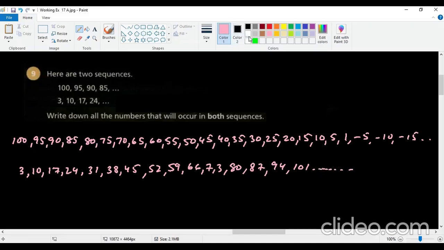So as we can see here, the numbers that are common are 10 over here, and 10 is common in both of them. Then comes 45, which is also common in both the terms. Then comes the number 80. 80 is also common. So that's how this goes. These are the three numbers that are common in both the sequences.